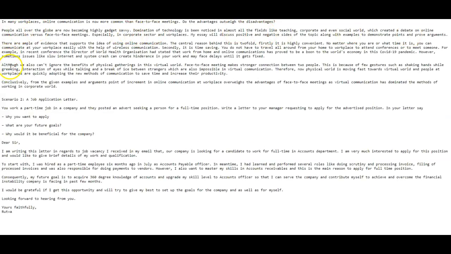All right, let's move on to your next paragraph. Now, we never use contractions in task 2, all right? It's an academic essay. It's semi-formal, so no contractions. So, although we cannot ignore the benefits of physical gatherings, no. You can't use although like this. Although needs 2 clauses, okay? So, say, for example, a positive clause and a negative clause. Basically 2 sentences that have contrast, and then you can join them together with an although, okay? Now, the way you wrote it here, what would have worked is however. So, however, we also cannot ignore the benefits of physical gatherings in this virtual world.